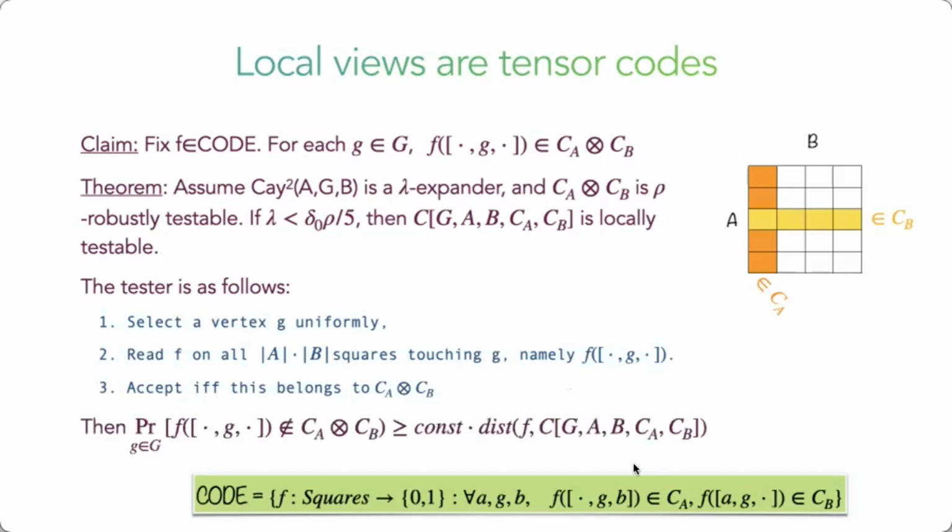And then this is what the theorem says. For any function f, I don't ask for it to be in the code or anything, the fraction of local views that don't look like a tensor codeword is what we count. So I'm going over all the vertices G, looking at the local view at G, which is a little table A by B, and asking if it's in the tensor code or not. I'm counting which fraction of vertices are not happy. This fraction is lower bounded by the distance of F from the code.